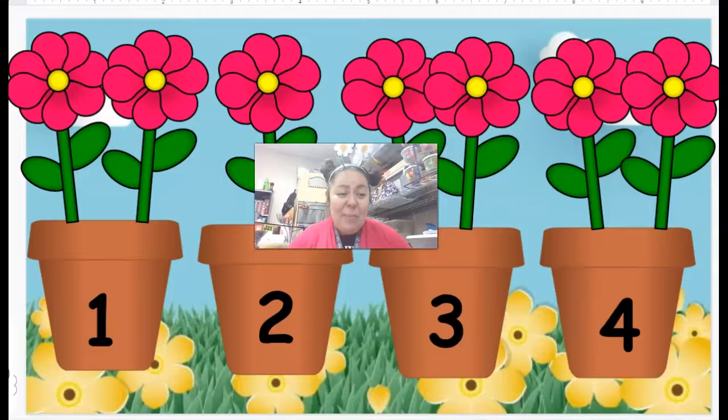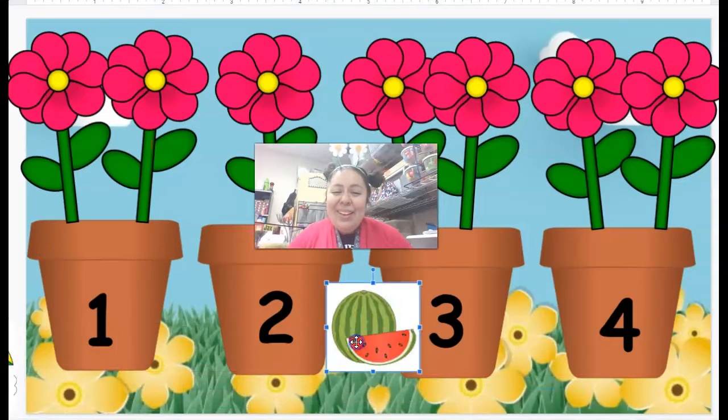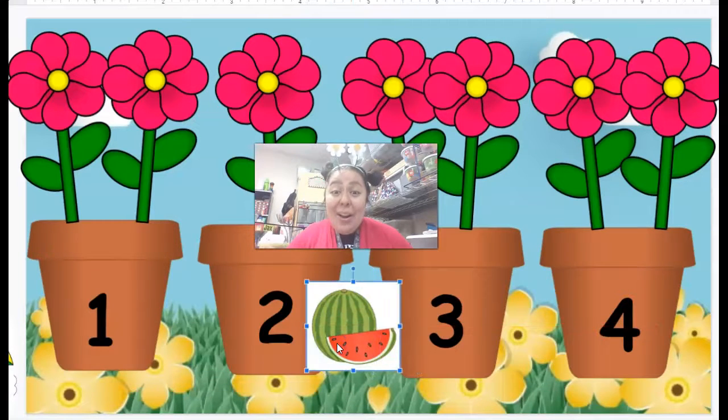Let's look at the first one. It's a watermelon. During springtime, lots of people like to plant seeds. And some of the seeds that you can plant are watermelon. So let's get our fingers ready. Here's our hand, and let's see how many syllables watermelon has. Are you ready? Watermelon. 4 syllables. So I need to find number 4.